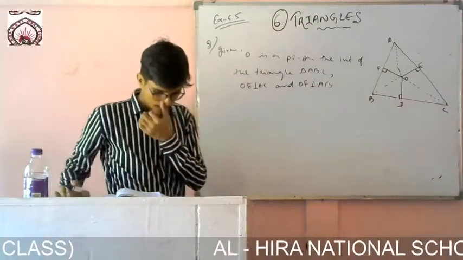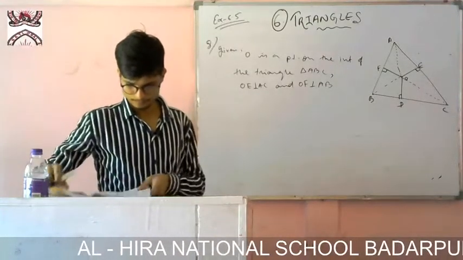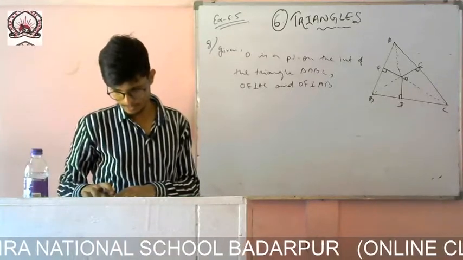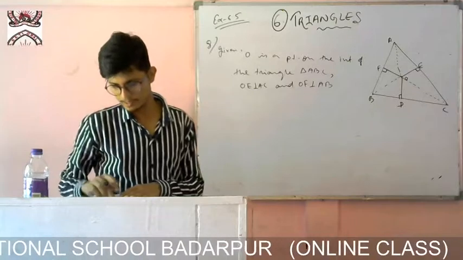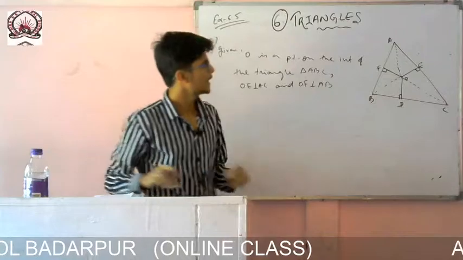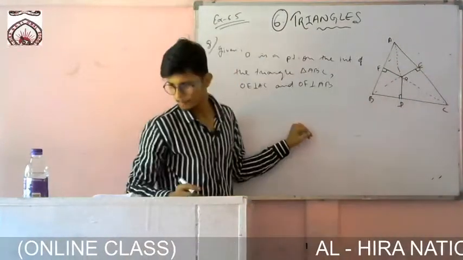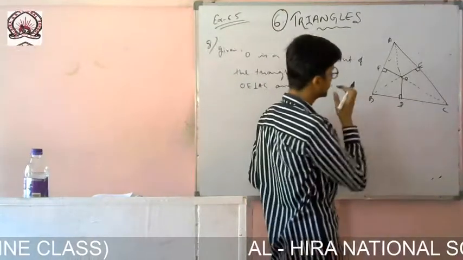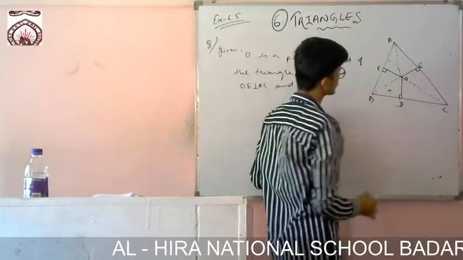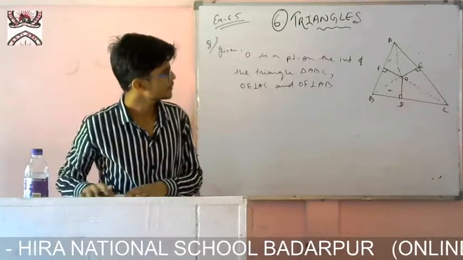Okay, first you see what I have to show. I have to show that OA square plus OB square plus OC square minus something. On the other side of the question, that is the RHS: AF, BD and CE. AF is in this triangle, BD is in this triangle, and CE is in this one.